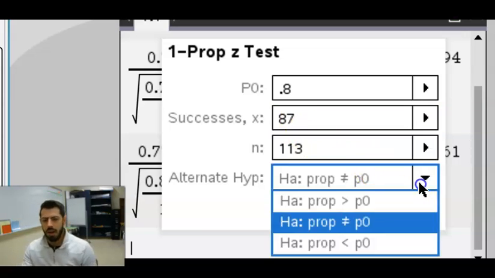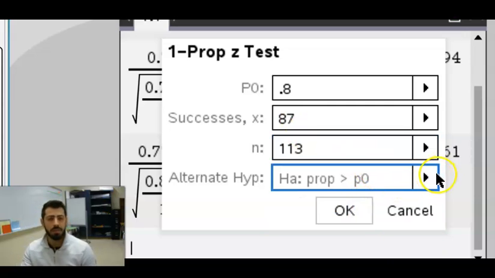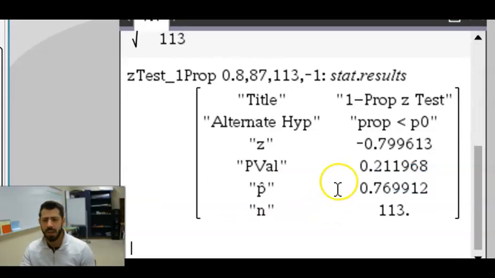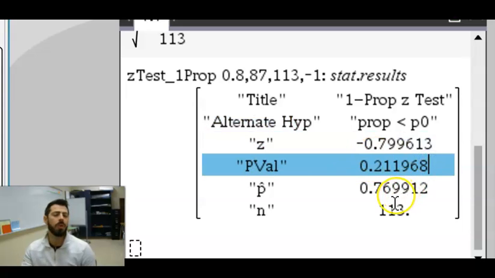Okay. Do you think he makes more than that? Less than that? Or are you just not sure? Oh, well, I think he makes less, right? I think he makes less than 80%. Okay. Well, the probability of him making less than 80%, or making the amount of free throws he made, given that he actually is telling the truth, is 0.211968. Basically, exactly what we got before. The p-value is 0.211968. The probability that he makes 87 out of 113 free throws, given that he is making 80% of his free throws, is about 21%. So, very reasonable.